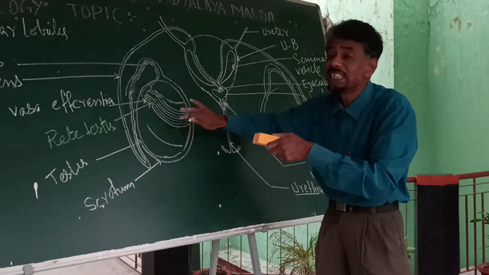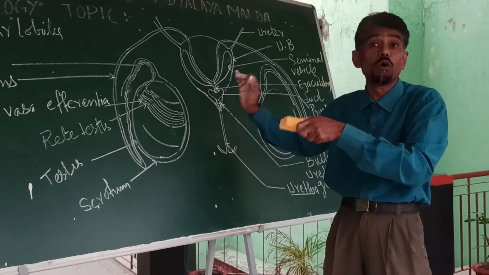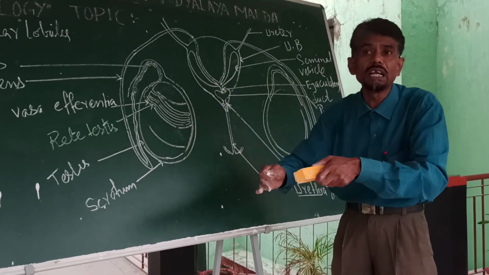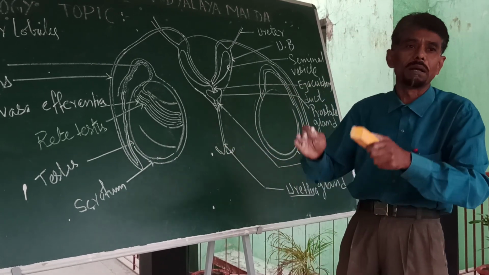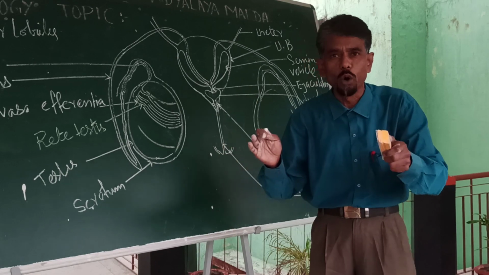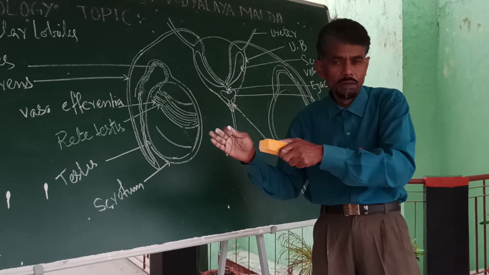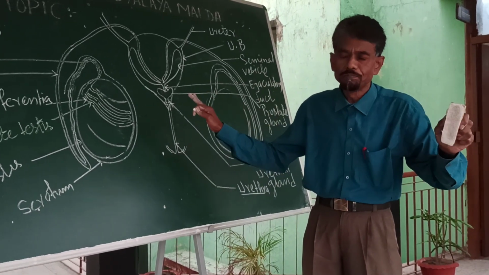Now, what is the role of the testis? Why is it called a primary reproductive organ? Because it is the seminiferous tubule that is the site for the production of sperm during the process of gametogenesis, what you call spermatogenesis. I hope up to this much is very clear to you.